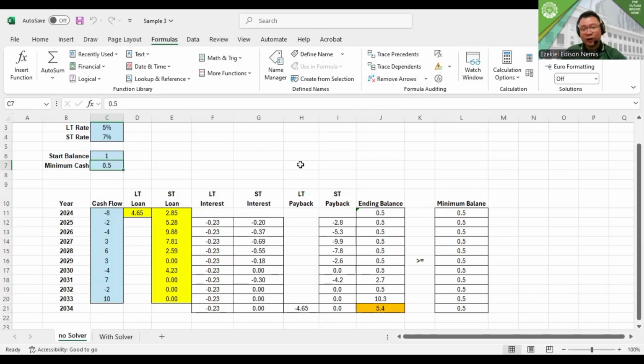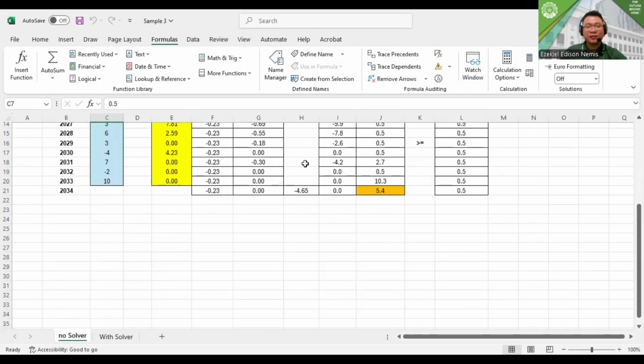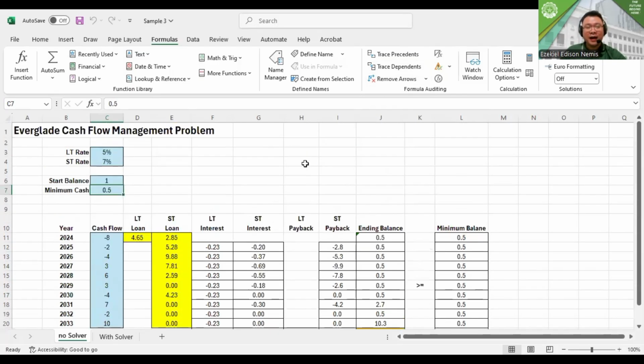Alright, so therefore, this is the solver. This is how you do the solver using the spreadsheet. The topic is the art of spreadsheet model. So that's all about using the Excel file.